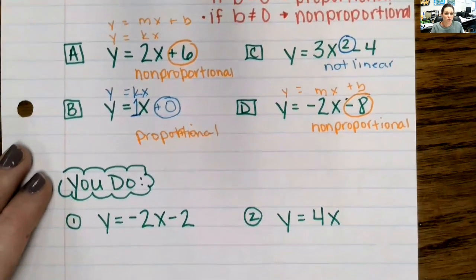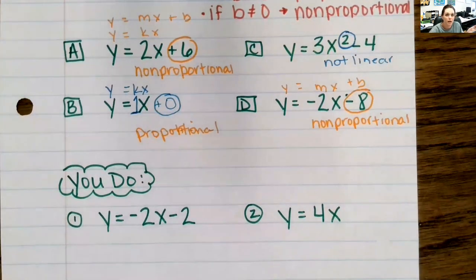All right, I have 2 problems for you right here. We are going to do a quick breakout room of literally like a minute because it should not take you that long. It's going to take you longer to write them than it is to answer them. Once you have it written, you're going to go ahead and go into your room. And I want you to tell me proportional, non-proportional, or not linear, and make sure you're able to tell me why. Okay, so y equals negative 2x minus 2, and y equals 4x.